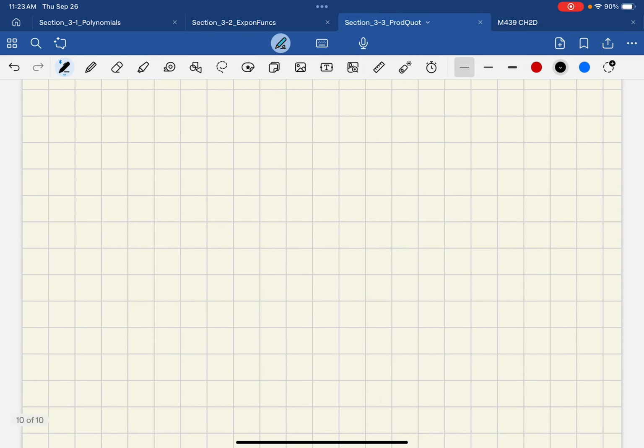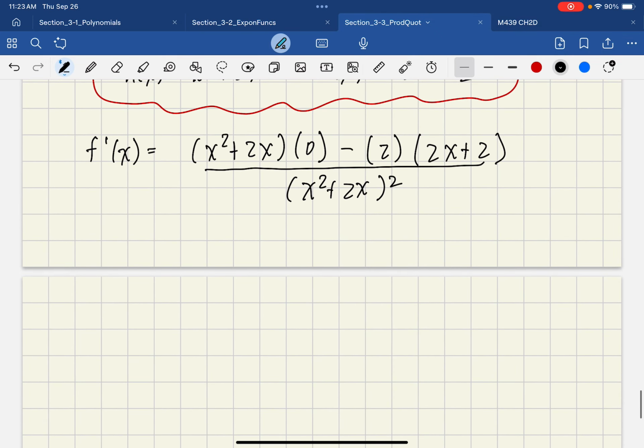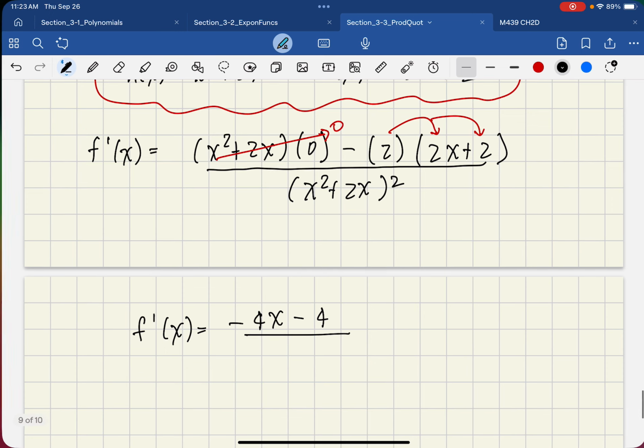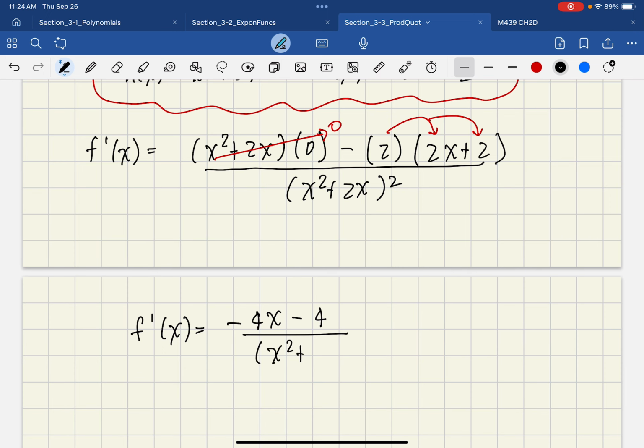Let's add another page. So I can see right away that this piece goes away as 0. I can distribute the 2 across this. It's a negative 2. So on top, I guess what I get is negative 4x minus 4. And on the bottom, what I get is x squared plus 2x quantity squared.